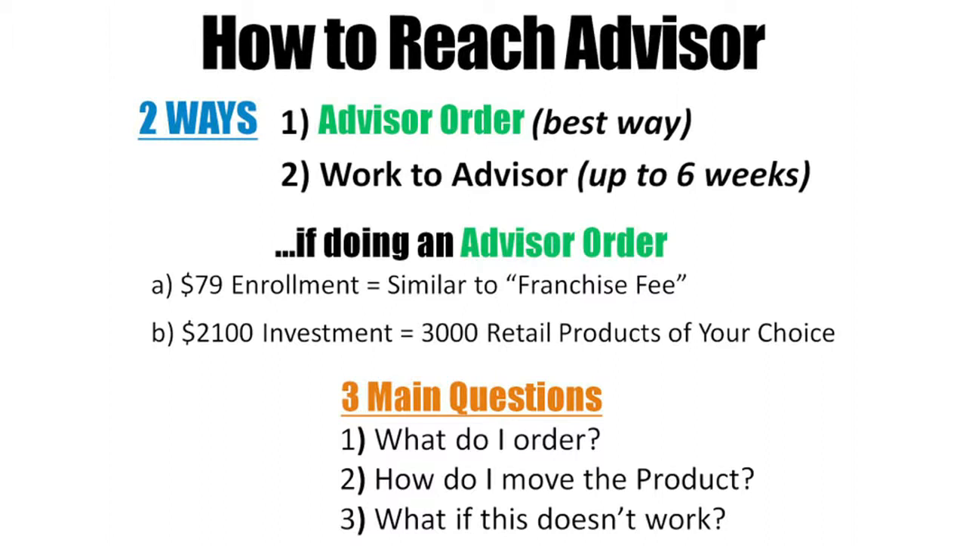So if you're like most people and you say, I'm just going to do an Advisor order, I'm just going to get it done, then what you're looking at is this. It's $79 to become a distributor, and that's similar to a franchise fee. And then your investment is $2,100, but that gets you $3,000 worth of products of your choice. So three main questions people have are: what do I order, how do I move the product, and what if this doesn't work?